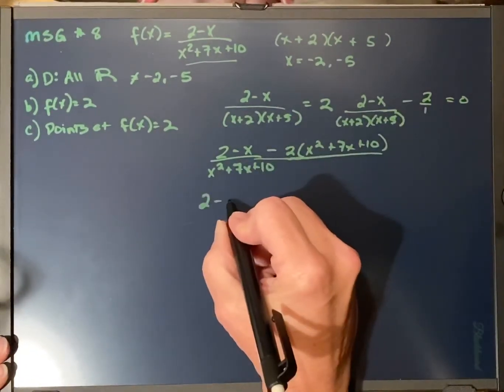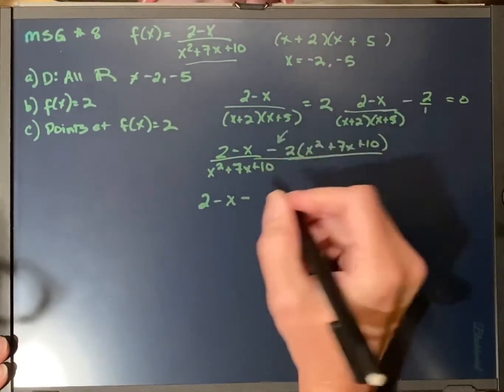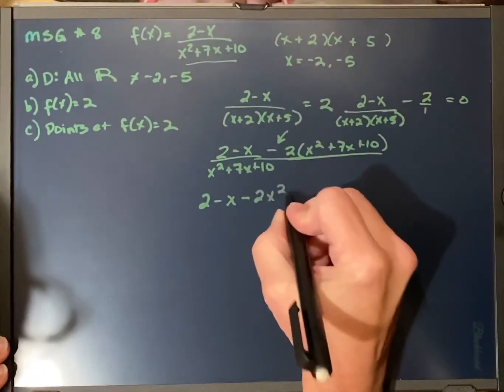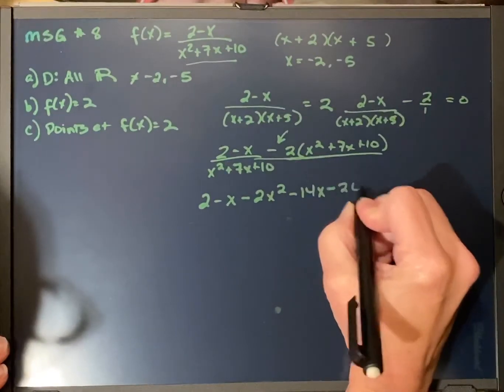So we've got 2 minus x minus, and then since I've got a negative here, I'm going to pay extra careful attention to distribute that all the way through. So -2x squared, -14x, -20.